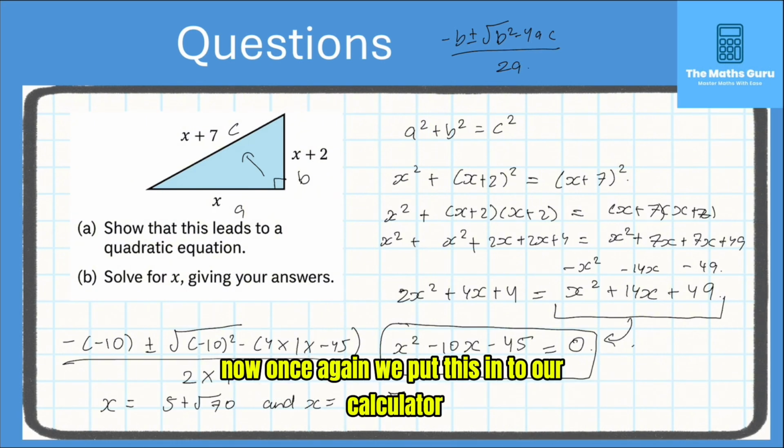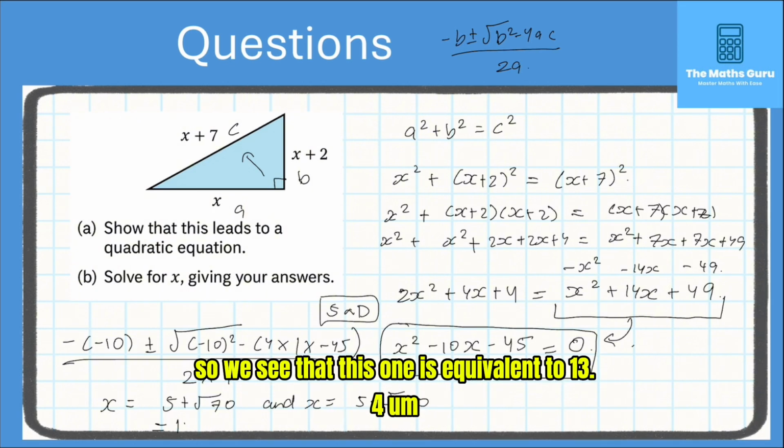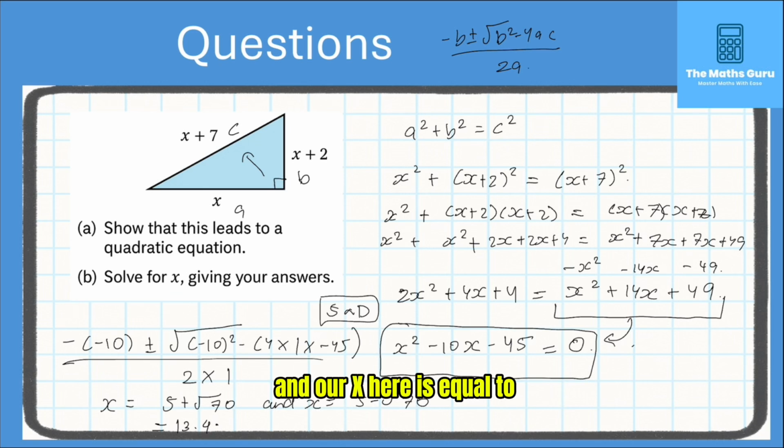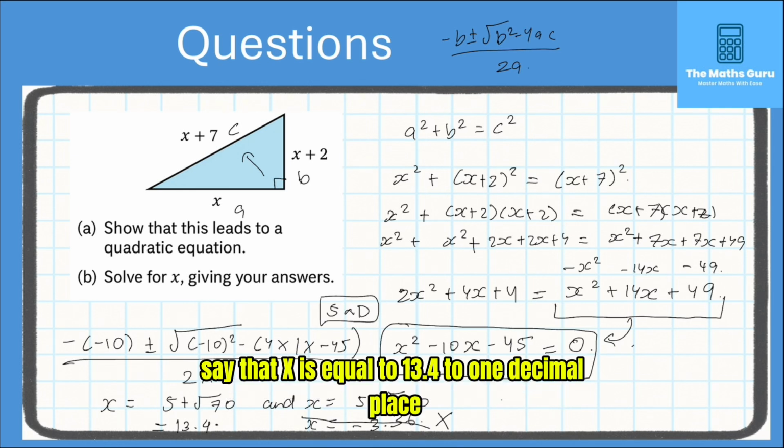Now once again, we put this in to our calculator and press our SD button to get it into decimal form. So we see that this one is equivalent to 13.4, and our other x here is equal to negative 3.36. Therefore, we reject our second solution and we say that x is equal to 13.4 to 1 decimal place.